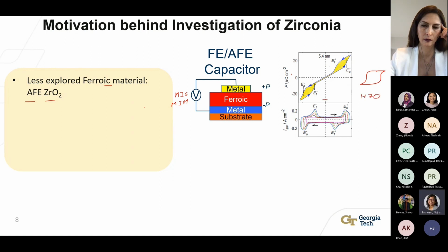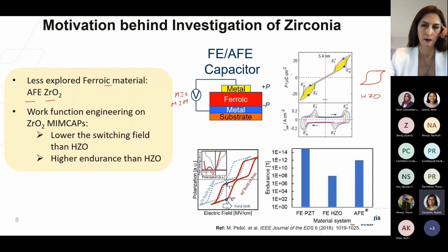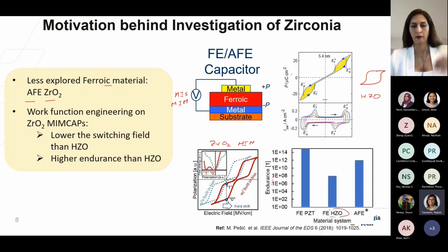Some of the earlier reports showed that these zirconium oxide MIM caps can be made non-volatile by using work function engineering. And these devices actually show a lower switching field and even higher endurance than their more popular counterpart, hafnium zirconium oxide. So this was the initial motivation behind investigating zirconium oxide.